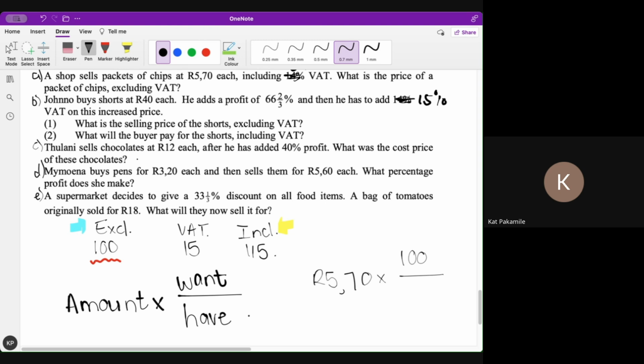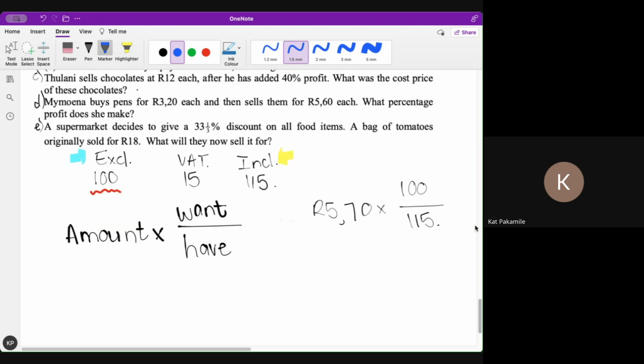Now, I need to address the mistakes that I saw over here. I saw a couple of you saying over 15. And that would be correct if they asked us for the VAT amount. But if you look at this question carefully, they said this 5 rand 70. They asked us for the price excluding VAT.